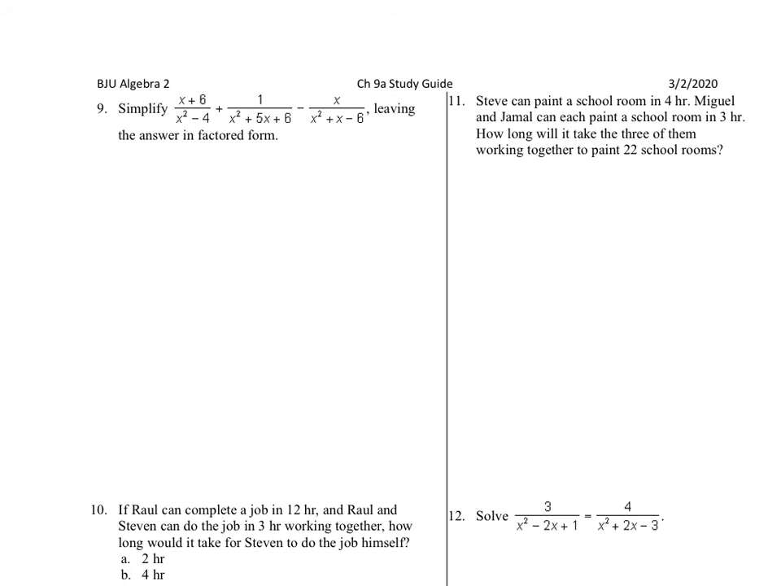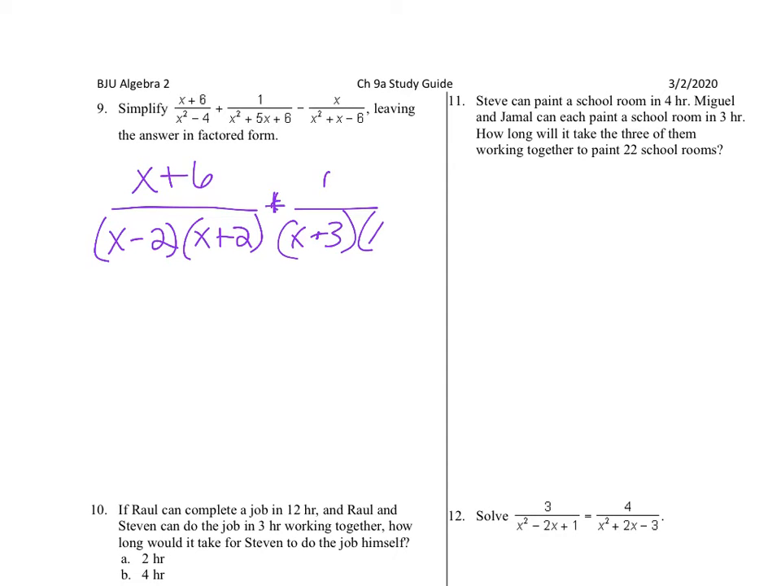All right, we have an addition and a subtraction. So first off, I have to factor to find my denominator. So I have x plus 6 over x minus 2, x plus 2. And I'm going to be adding that to 1 over x plus 3, x plus 2.